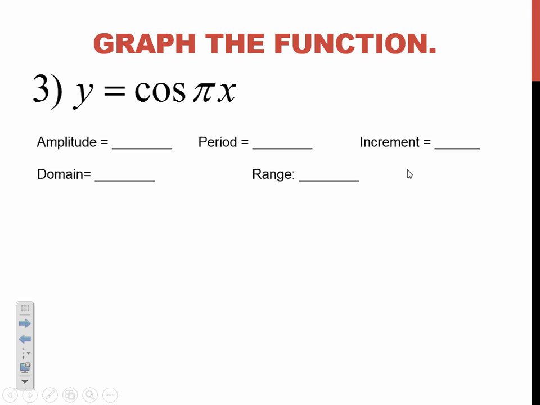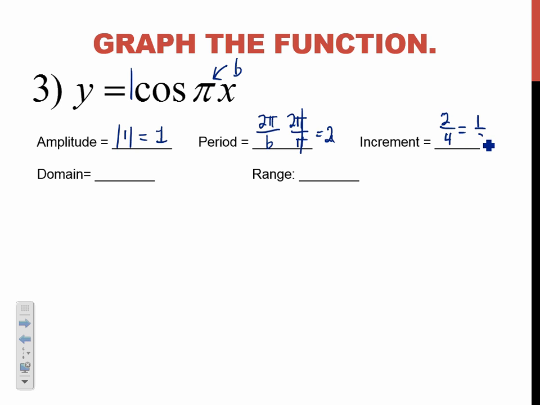Okay, now let's do cosine. The amplitude for this one, well, if there isn't a number out in front, it's a 1. So the absolute value of 1 is 1. The period change is 2 pi over, oh, now we have a new b. This is our b value. So it's 2 pi over pi. 2 pi divided by pi is 2. Okay, and then our increment is going to be 2 divided by 4, which is 1/2. So it's going to take 2 in order for our cycle to repeat, and our increments are going to be in 1/2 units.